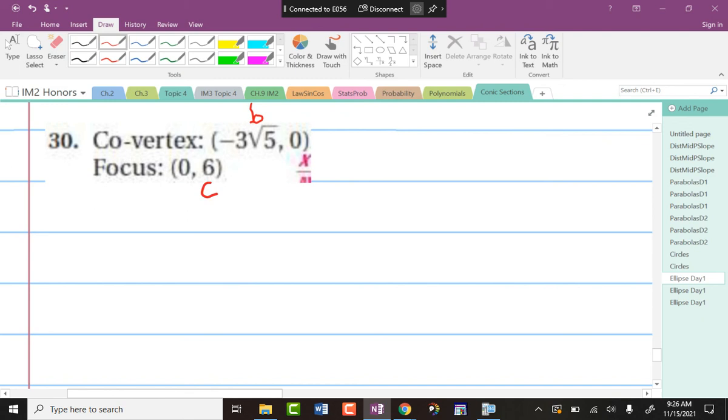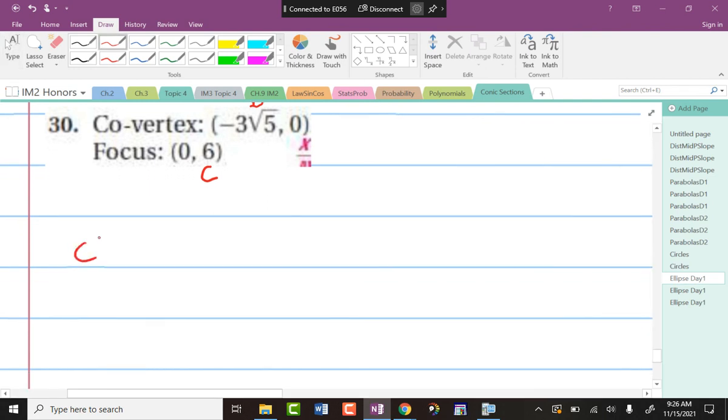There's another reason. The focus is always on which axis? 3, 2, 1, starts with an M. Go. Major. And the major axis is being identified as going along the y-axis. That's another reason why we should have said tall, skinny right off the bat. Anyway, it's this magic formula, and then we can fill in the parts.